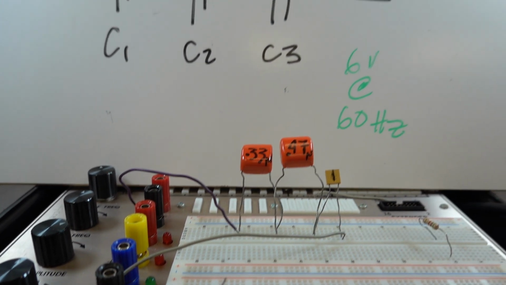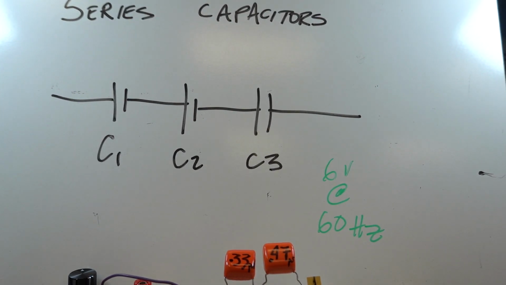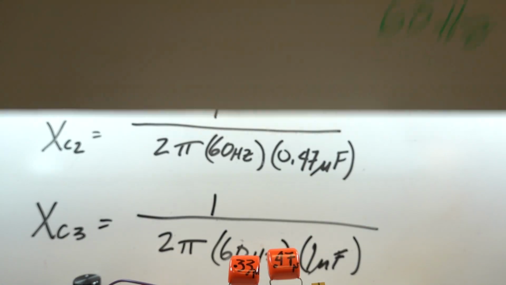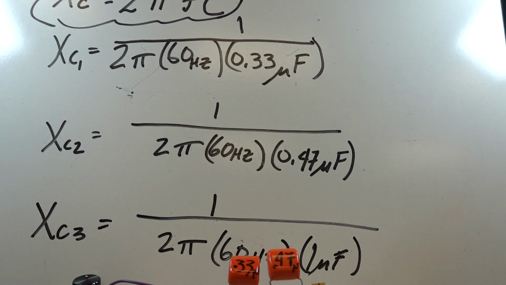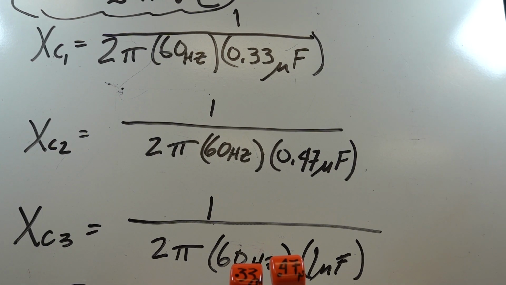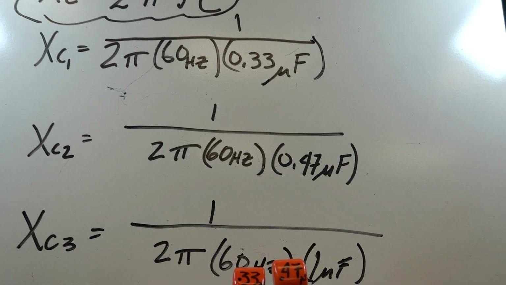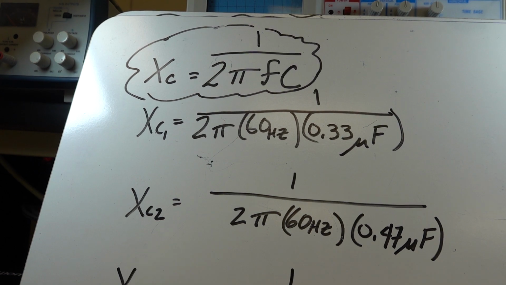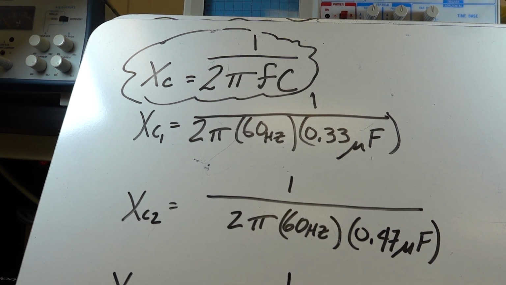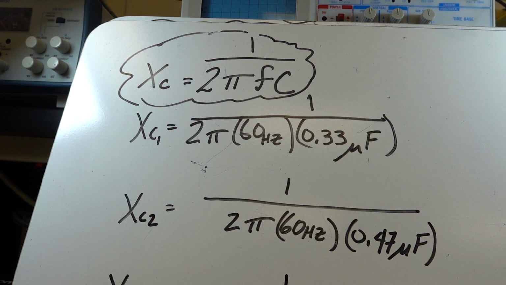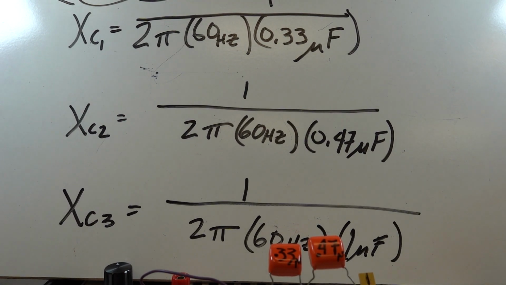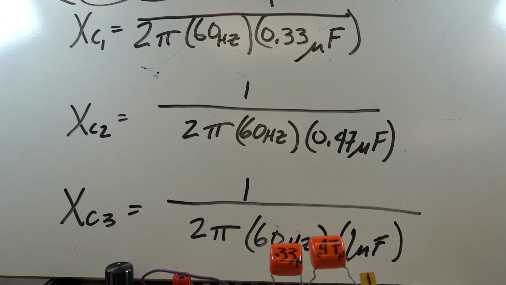Now, the one thing we want to do in these laboratories is calculate the opposition to current, and that's what we call our reactance. When calculating X of C, the capacitive reactance, the formula we use is 1 over 2 pi F C, F being frequency and C being the value of the capacitor.